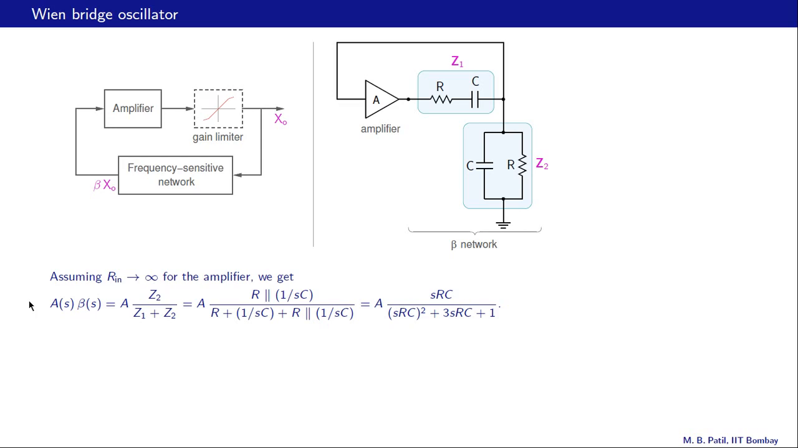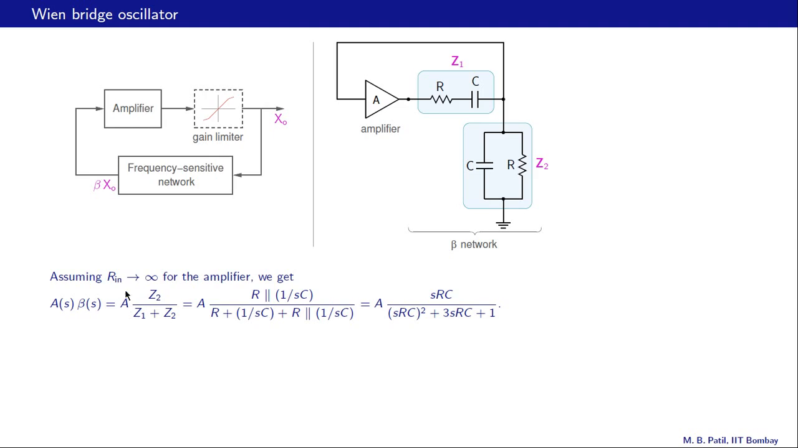Let us now calculate beta. Instead of beta, we will actually calculate A times beta, because if you recall, the condition for oscillation is A times beta equal to 1. So it makes sense to calculate this product. And what we will assume is that the frequency of oscillation falls in the range in which this amplifier has a flat frequency response. That means its gain is just a constant, and that constant we will denote by this real number A. And now let us see what beta should be.